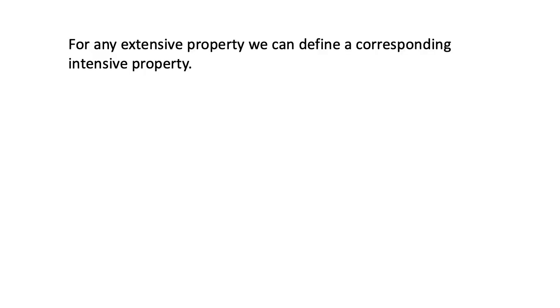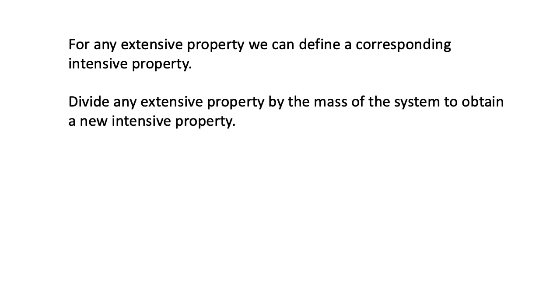For any extensive property, we can define a corresponding intensive property. If we take any extensive property and we divide it by the mass of the system, that gives us a new intensive property. As an example, if capital V is the volume of the system and we divide it by the mass, it gives us a new property which we call the specific volume. This is an intensive property and it has units of meter cubed per kg.